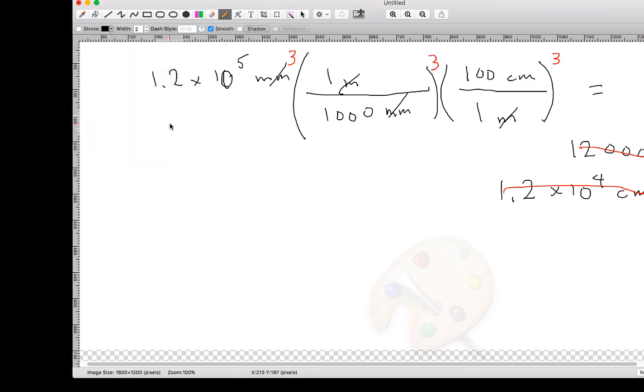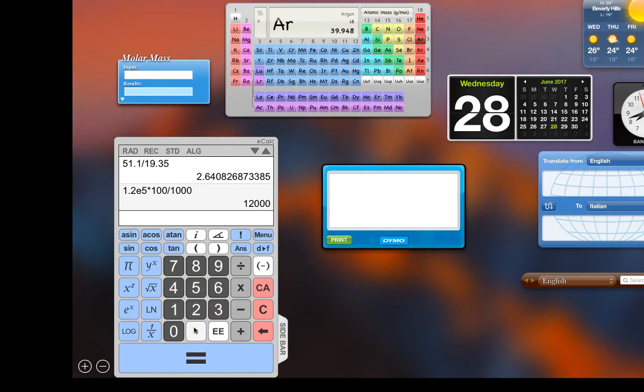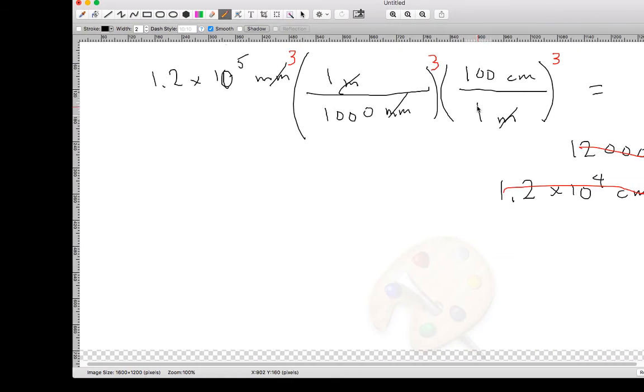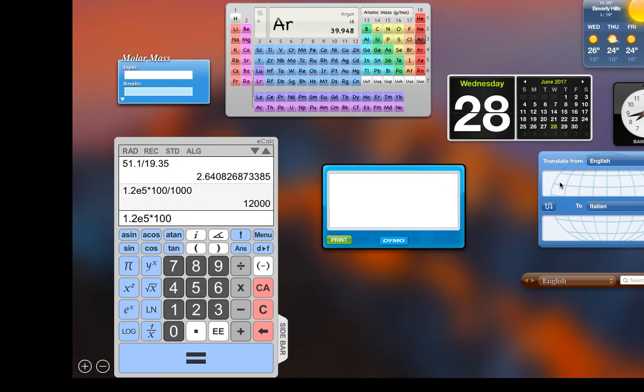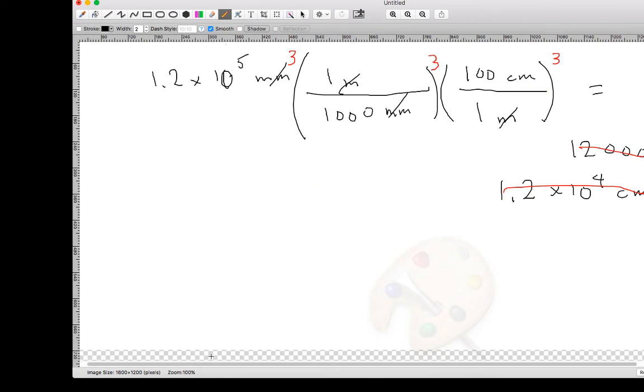It's going to be 1.2 times 10 to the fifth, times, not 100, but 100 cubed. Okay, that's very important. 100 cubed divided by not 1,000, but that's right, 1,000 cubed. Okay, the answer is 120.